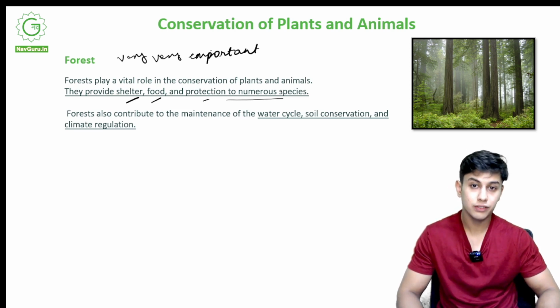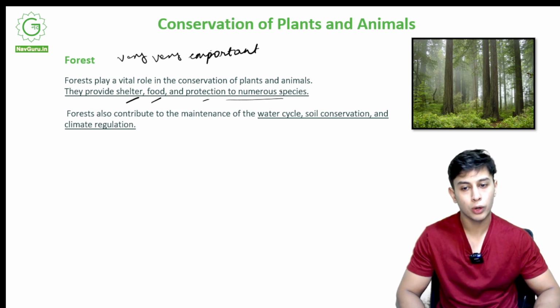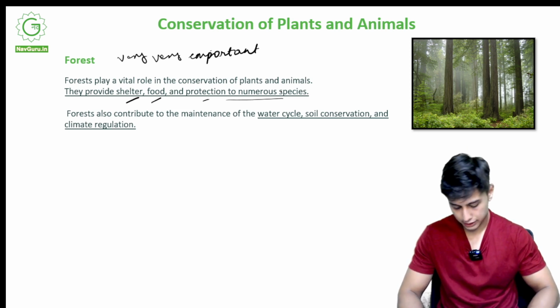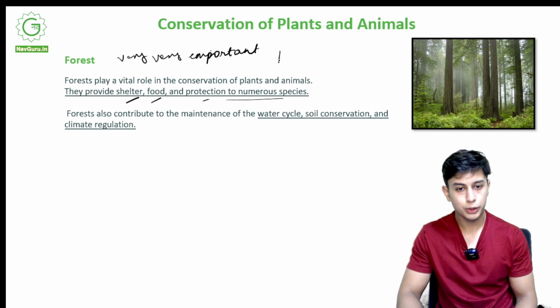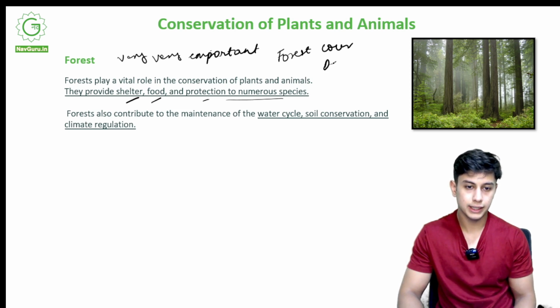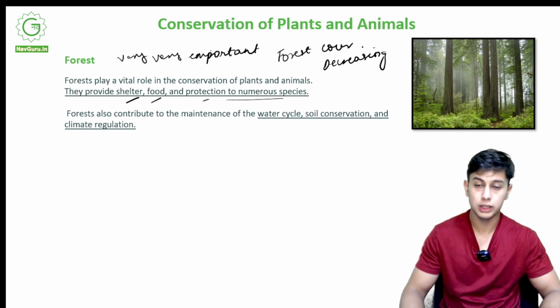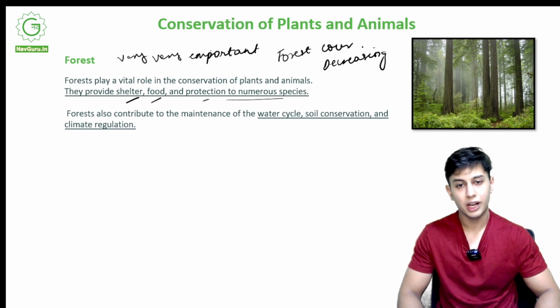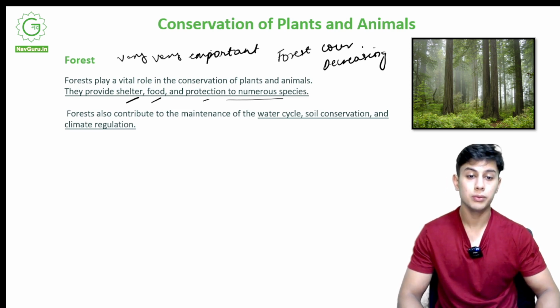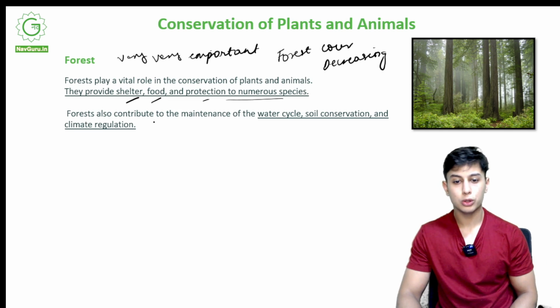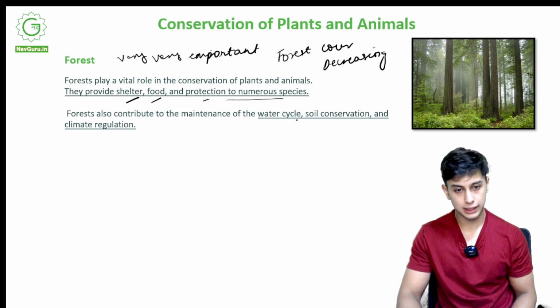So forest plays a very crucial role, and we do not want our forest cover decreasing. We do not want rapid urbanization, making houses, making machines and all these things to reduce the forest cover. Why? Because we also get a lot of resources from forest. Forests also contribute to the maintenance of the water cycle, soil conservation and climate regulation.